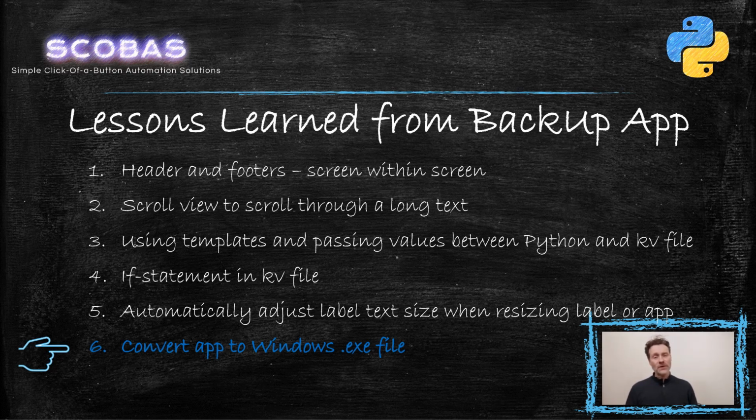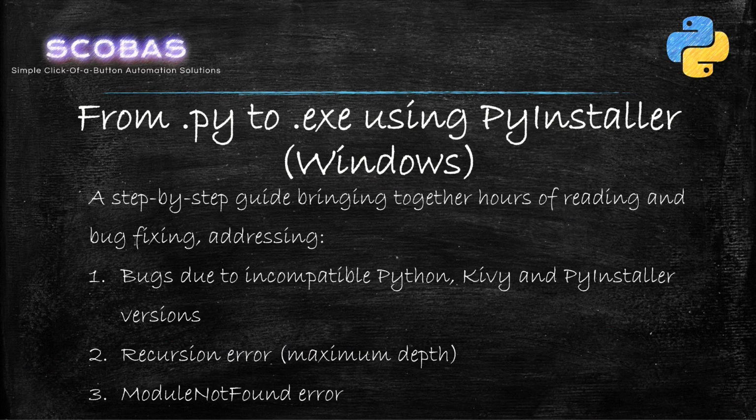The first thing we'll do though is we'll go to a step-by-step guide, a cheat sheet if you like, of how to create this Windows executable. Check it out. So to create an exe file for Windows for our backup app, we actually came across quite a few issues and bugs that needed fixing. So we are bringing together in this video all the lessons learned and the tips and tricks from our investigations there. So we'll come across a few bugs.